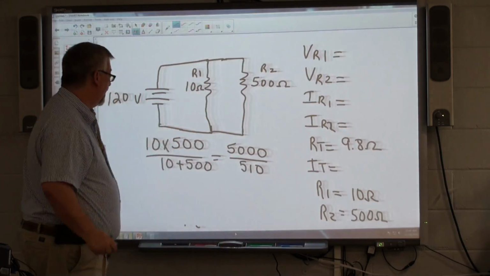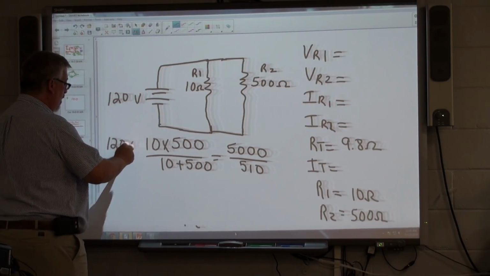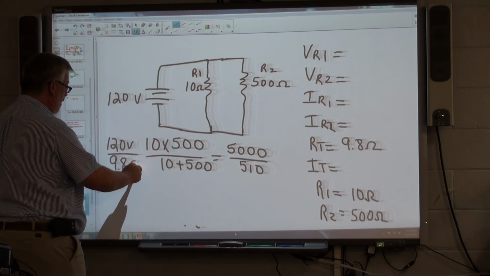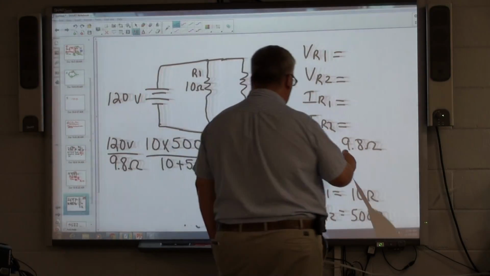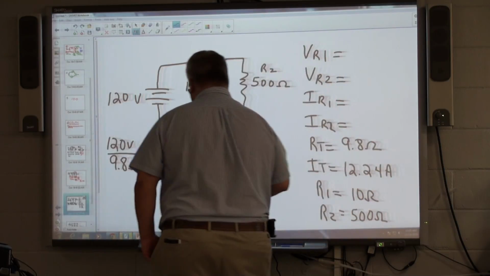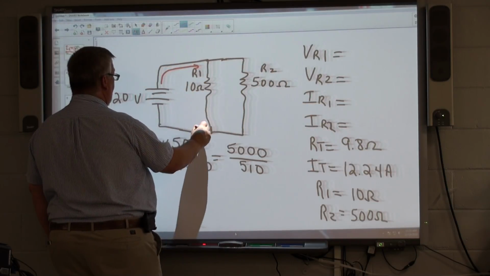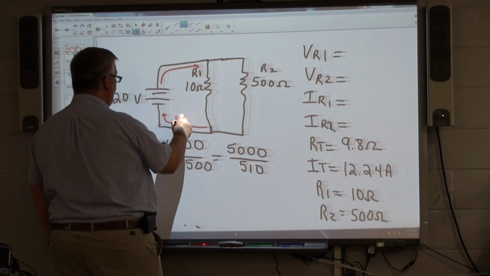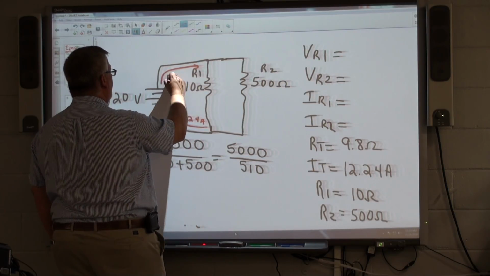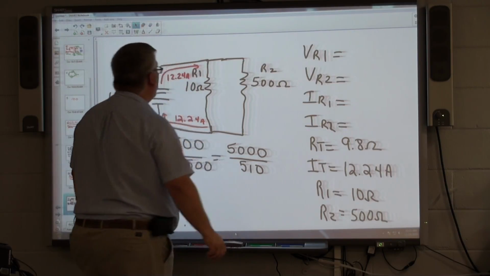So we can get I total, somebody said it. So what is our applied voltage divided by our R total? 12.24 what? So what we do know is, starting here and coming back here, if we were to insert an ammeter at any point, we would get 12.24 amps. And we know the sum of the two branches has got to equal that 12.24 amps.